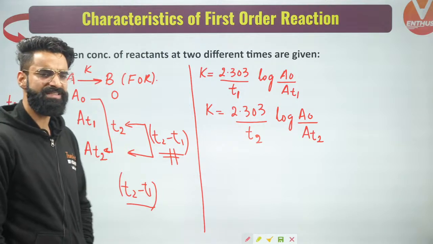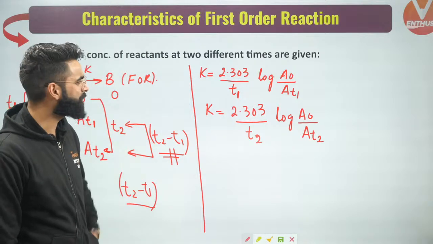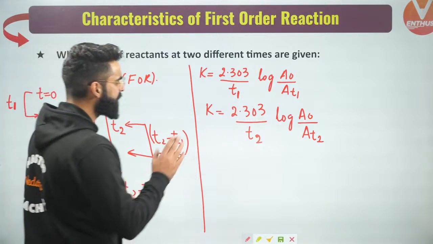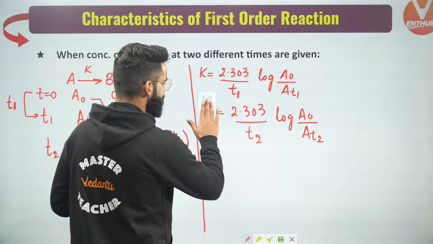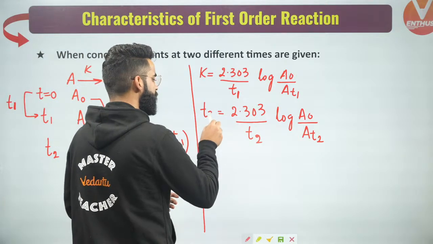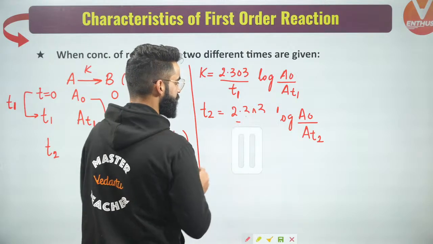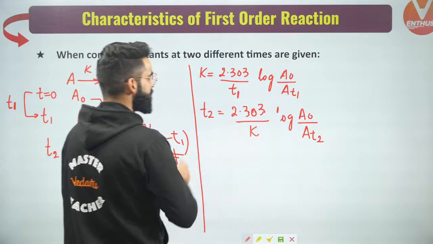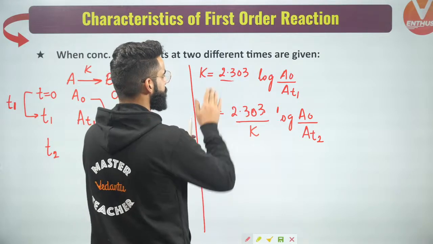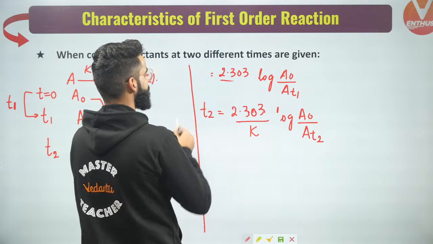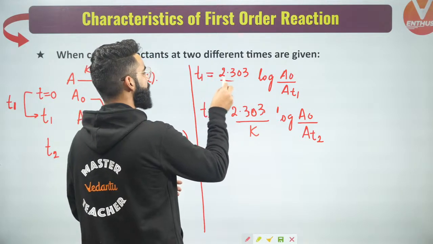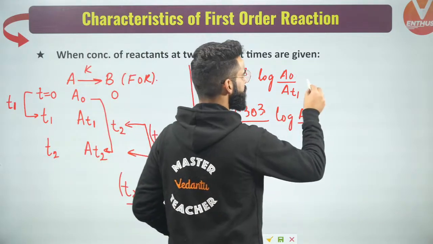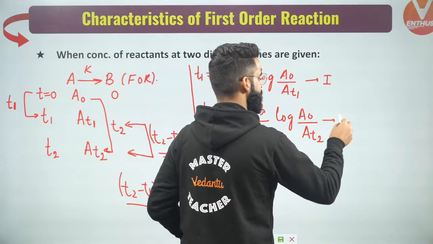Now people, what I'm simply going to do is subtract these two equations. Or we can do one thing: just write this t2 over here, write this K over here, so it's 2.303 divided by K. Similarly, replace this t1 with this K, write t1 over here and K over here. Let's call this equation number first, and this equation number second.